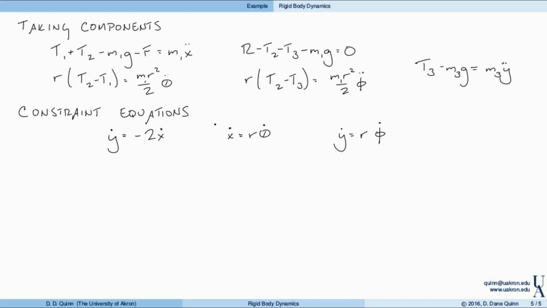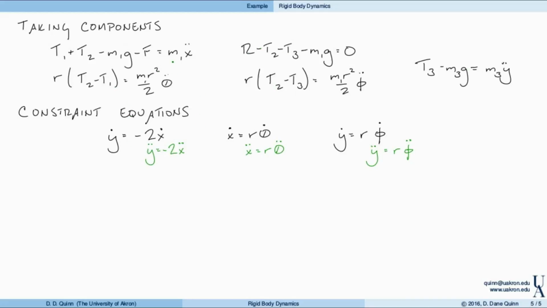Now, the nice thing is that these constraint equations I can take derivatives of. Here we find that y double dot is minus 2 x double dot. X double dot is equal to r theta double dot. And y double dot is equal to r phi double dot. So we can use these constraint equations as written on the accelerations in our equations from momentum balance.